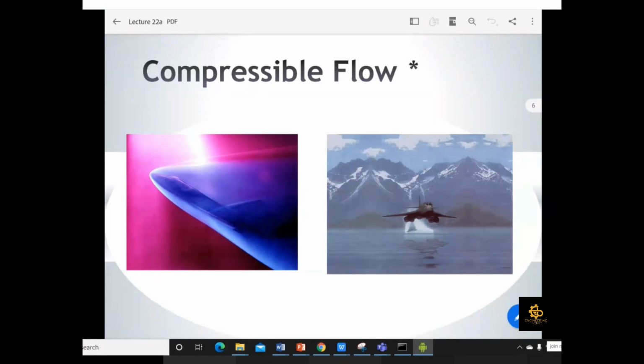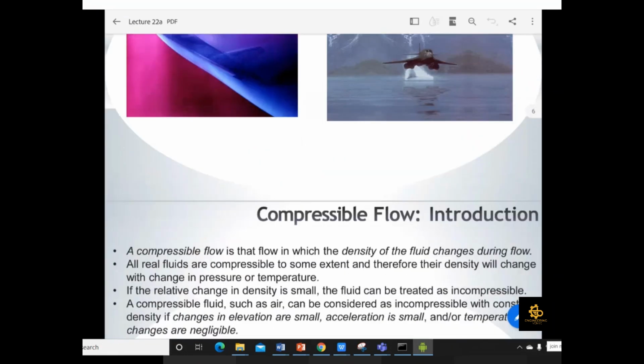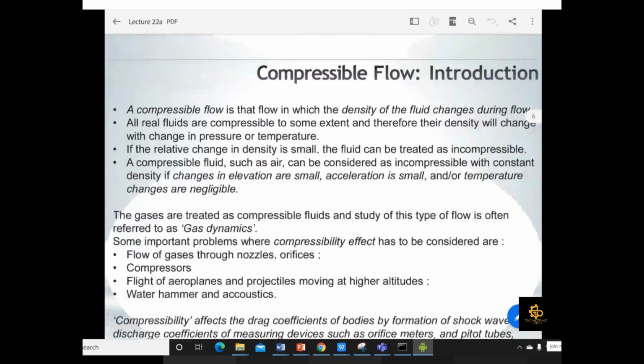In real life there is no fluid which is truly incompressible. It is always an assumption that we consider fluids to be incompressible, made in order to simplify our problems. In our daily lives, water or blood in our veins are all compressible flows. So, coming to the main definition of compressible flow.